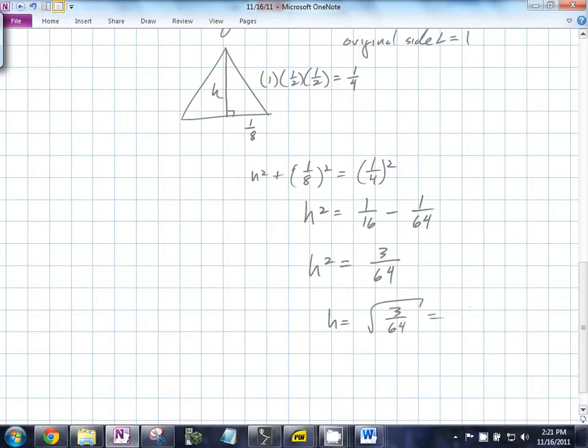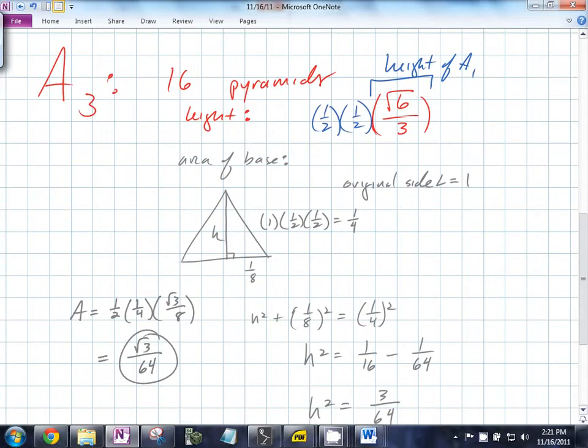So if you want the area of that triangle, what's it going to be? 1/2. What's the base of the triangle? 1/4 times the height, which is root 3 over 8. So we end up with root 3 over what? 64. So that right there, the area of the base is going to be root 3 over 64. So let's circle what we know here.